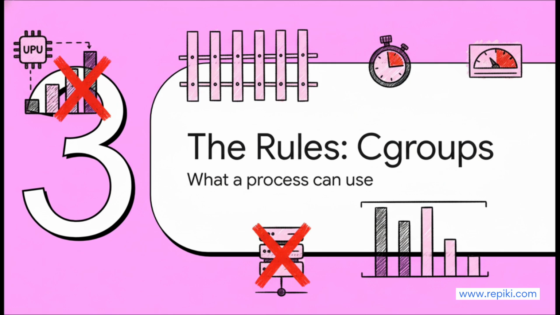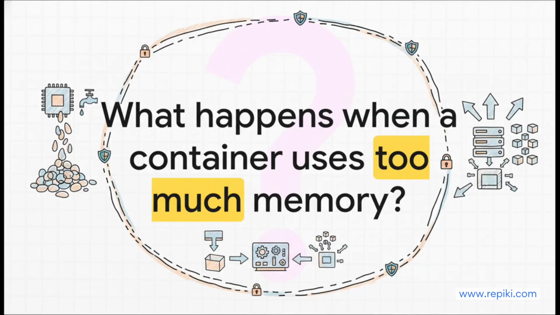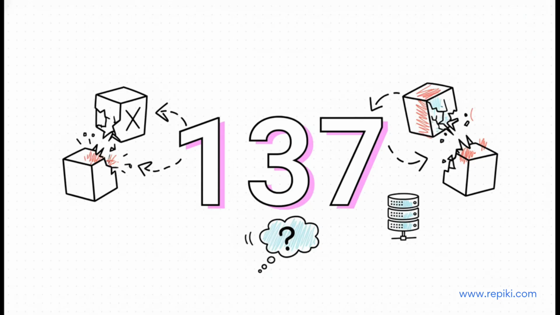They limit what a process can use. Cgroups are the answer to a question that, let's be honest, every single developer has run into. What happens when your application has a memory leak or gets a sudden spike in traffic and it tries to use way more memory than it's supposed to? Well, the answer you often get is this mysterious number. Your container just dies. And the only clue you have is exit code 137. What on earth is that?